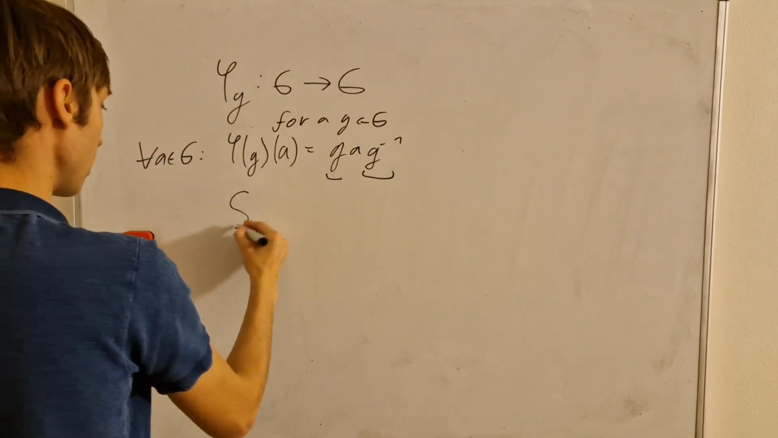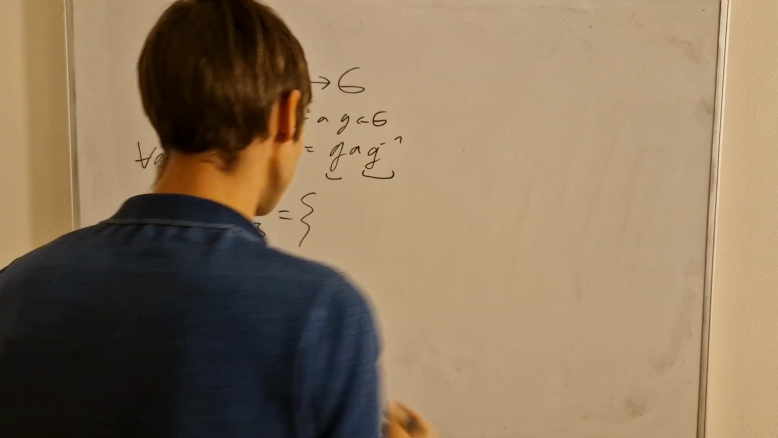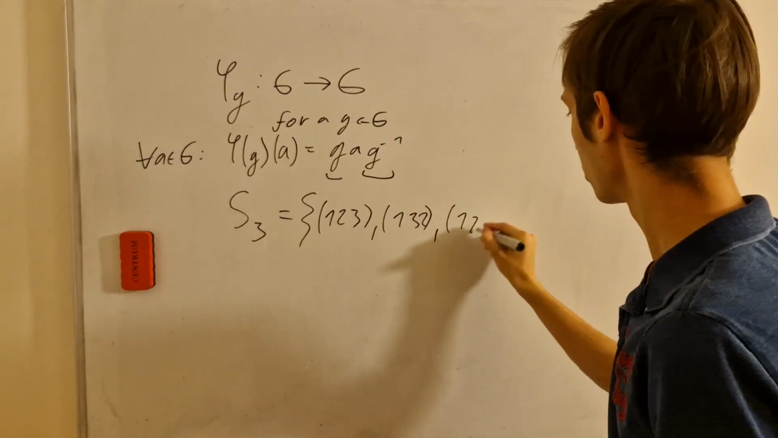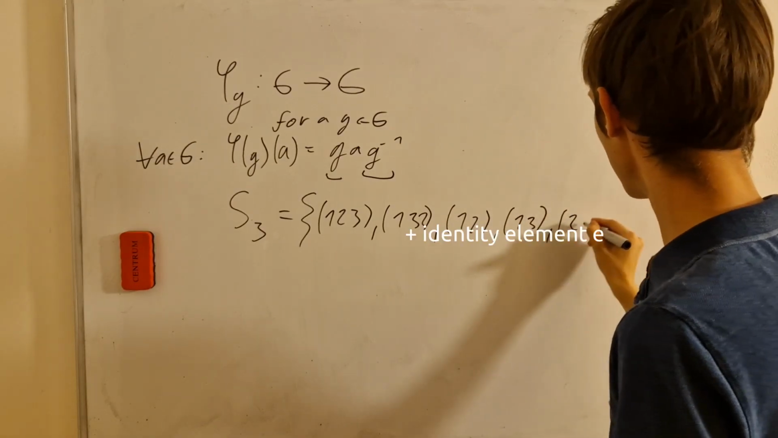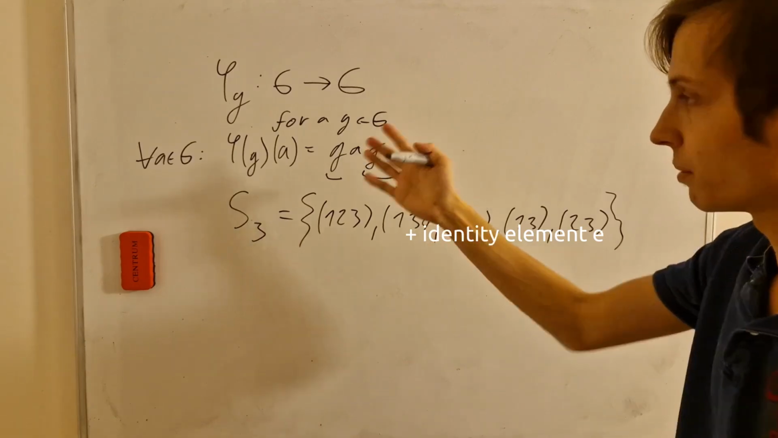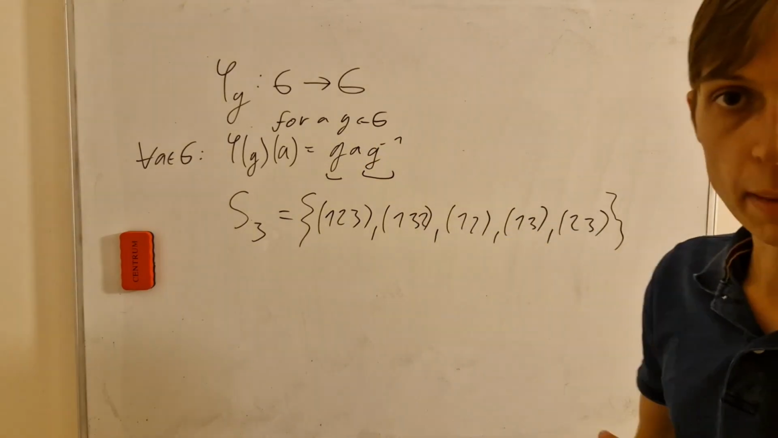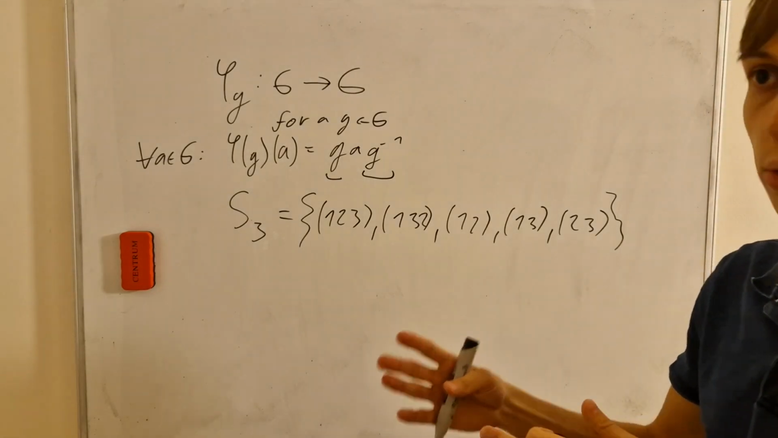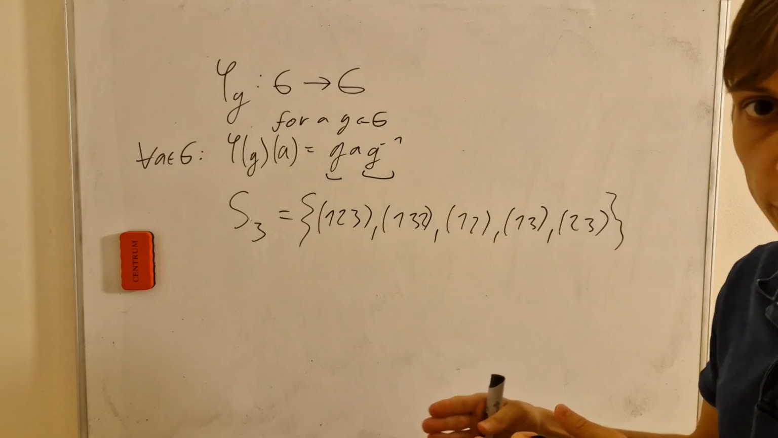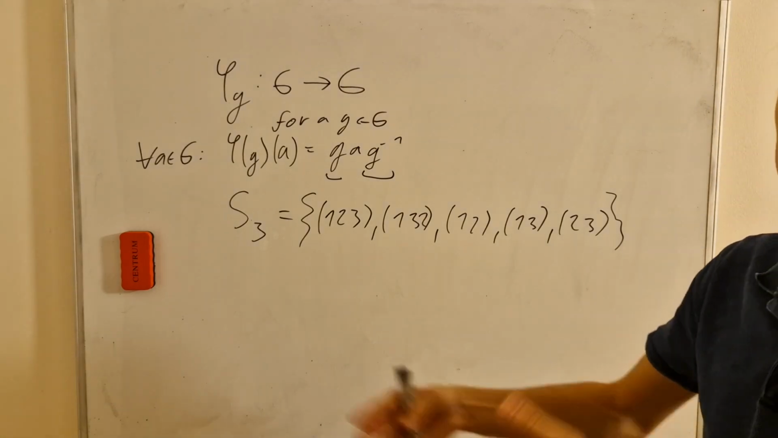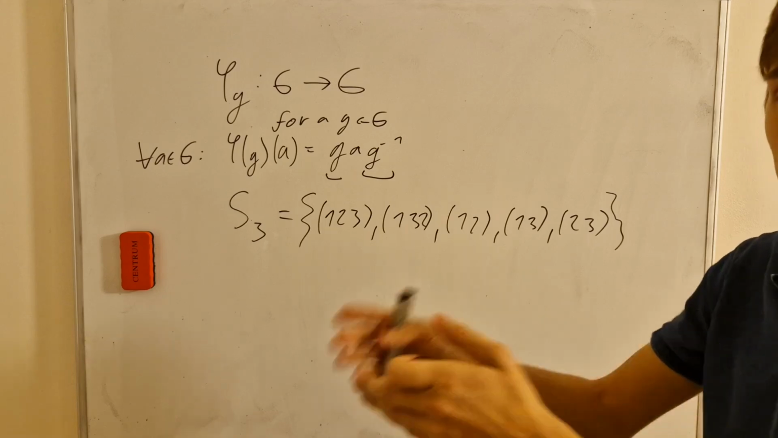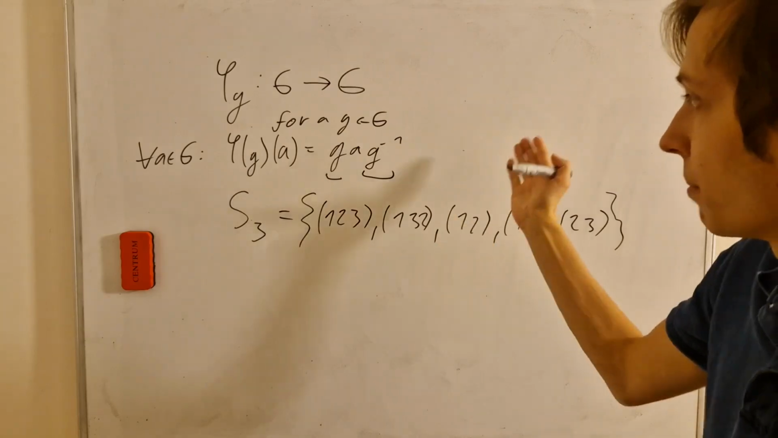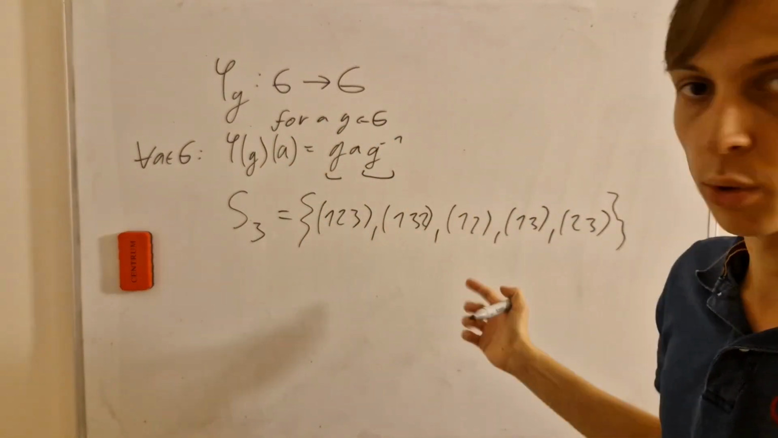So for example, for S3 that consists of these cycles, we have (1 2 3), (1 3 2), (1 2), (1 3), and (2 3). We would do a similar thing, and we can find the mapping. And of course, an automorphism is an isomorphism, so it's going to have the same cardinality as the original group, and it will be a bijective homomorphism and endomorphism at the same time. That's the definition of an automorphism, all right? So an endomorphism of the group to itself that's also an isomorphism.